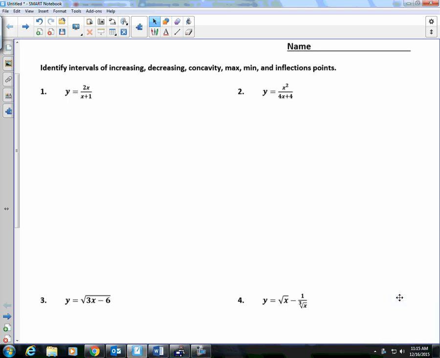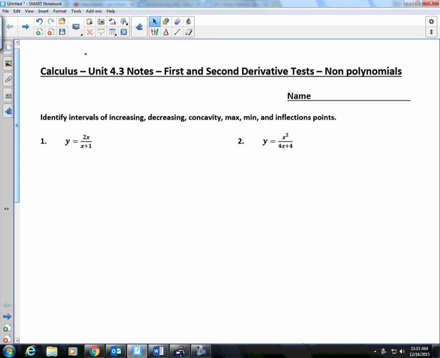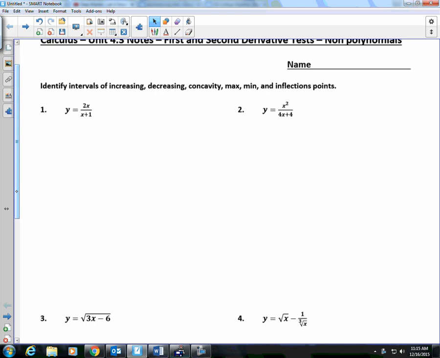Okay. Today we want to look at first and second derivative tests for non-polynomials. So we're going to look at two rational functions. We're going to look at a radical function. We won't look at sine or cosine. We'll be doing that at a later time. But we want to identify these intervals again. So we need to take the first derivative and the second derivative.